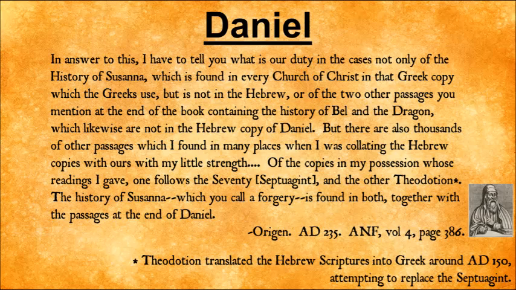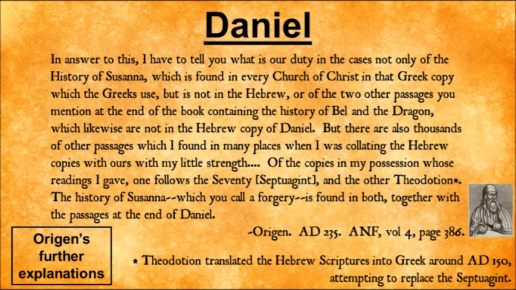But there are also thousands of other passages which I found in many places when I was collating the Hebrew copies with ours with my little strength. Of the copies in my possession whose readings I gave, one follows the 70, and the other Theodotion. The history of Susanna, which you call a forgery, is found in both, together with the passages at the end of Daniel."